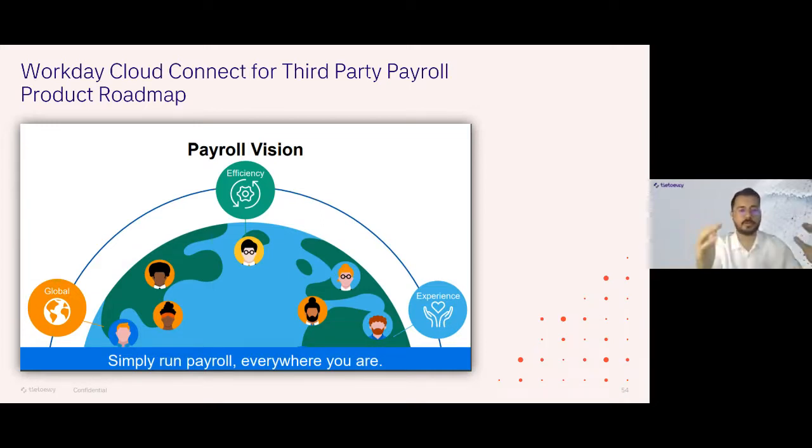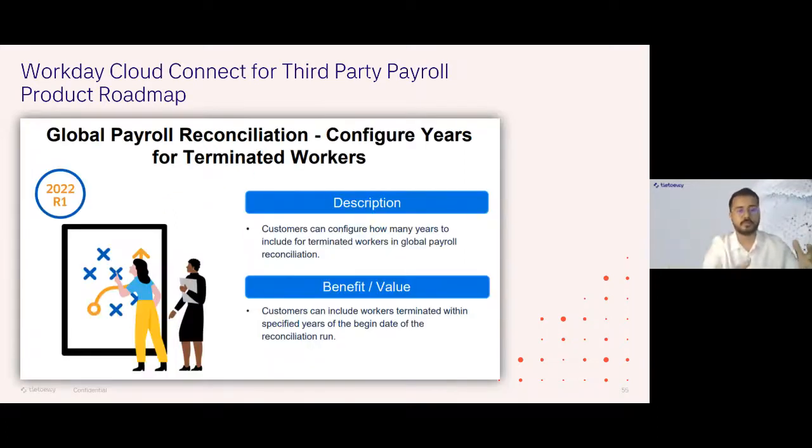So they want to combine all of them together, and that is the feature they are trying to send into the next updates. I would go one by one. As I have discussed, the global payroll reconciliation, they have configured years for terminated workers. And you can read the description in here that customer can now configure how many years to include for terminated workers in global payroll reconciliation.